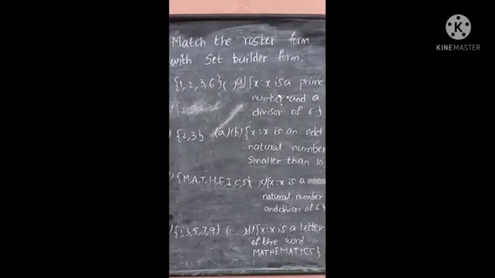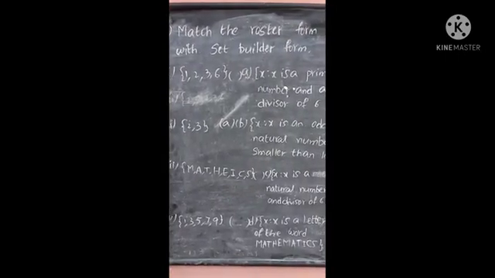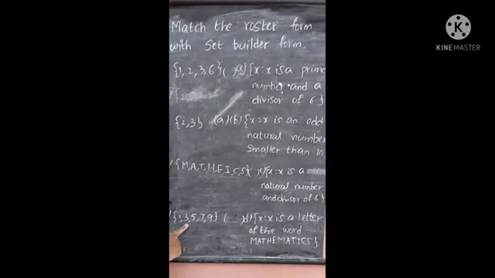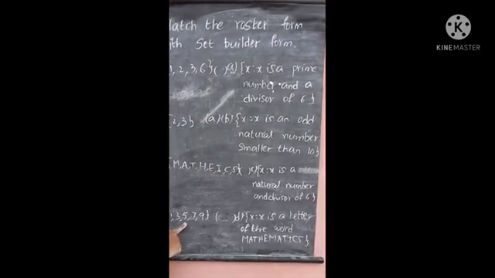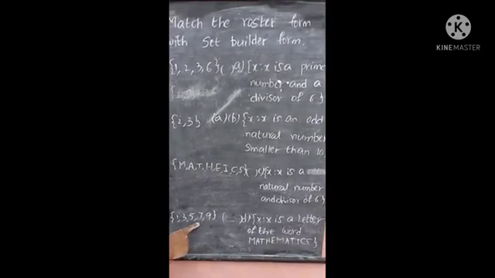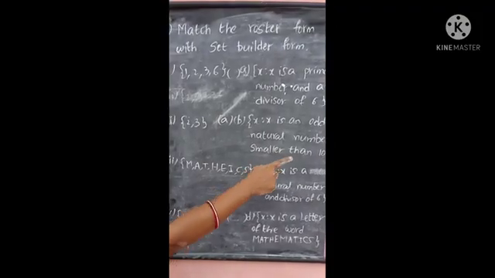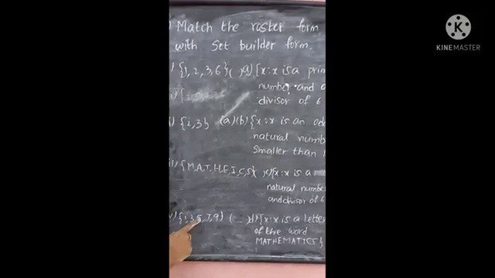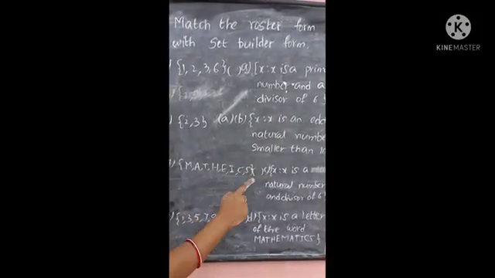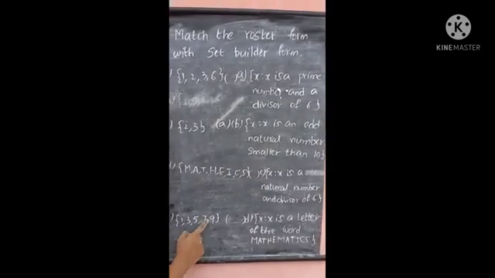Here 1 is not divisible by 2, 3 is not divisible by 2, 5 is not divisible by 2, 7 is not divisible by 2, 9 is also not divisible by 2. So these are all odd natural numbers, and which are smaller than 10? 1 is less than 10, 3 is less than 10, 5 is less than 10, 7 is less than 10, 9 is less than 10. So the correct set builder form for this roster form will be B.